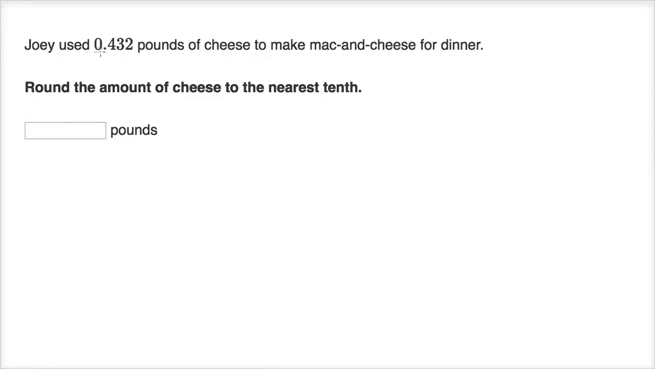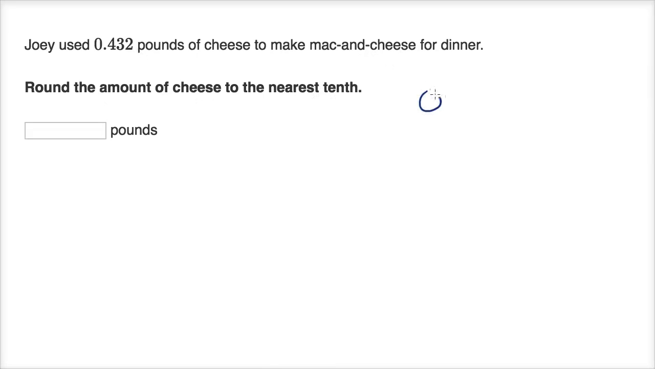Joey used 0.432 pounds of cheese to make mac and cheese for dinner. We could also call this 432 thousandths pounds of cheese to make mac and cheese for dinner. Round the amount of cheese to the nearest tenth.